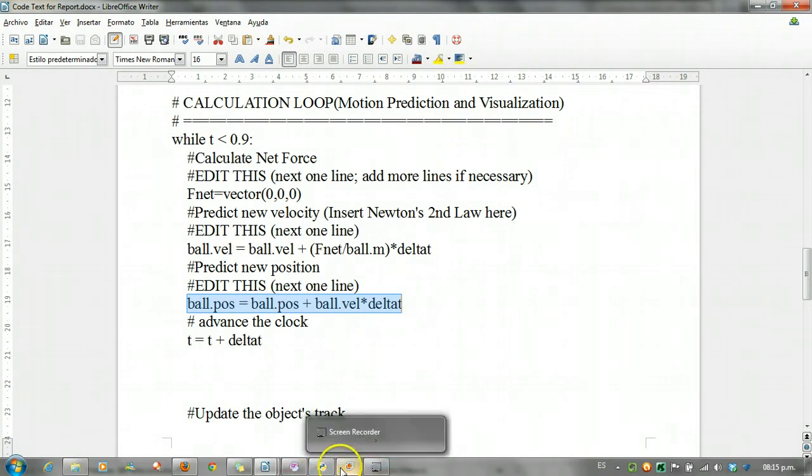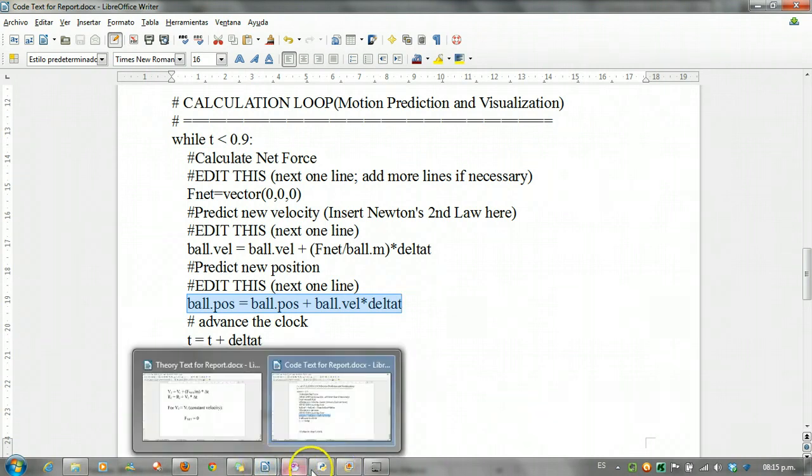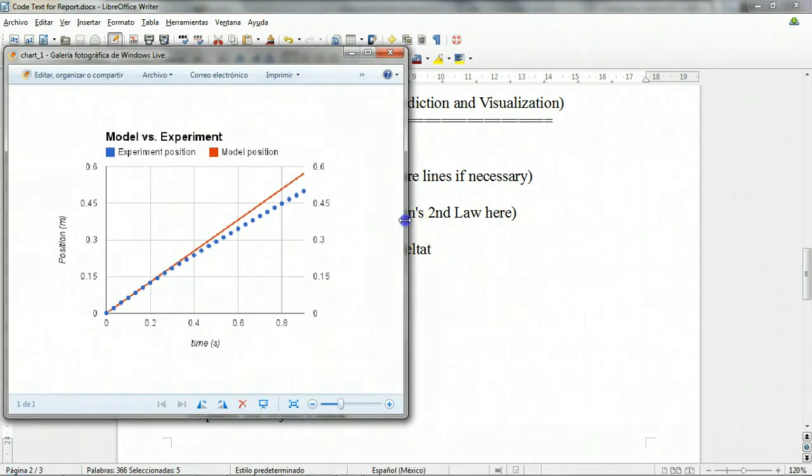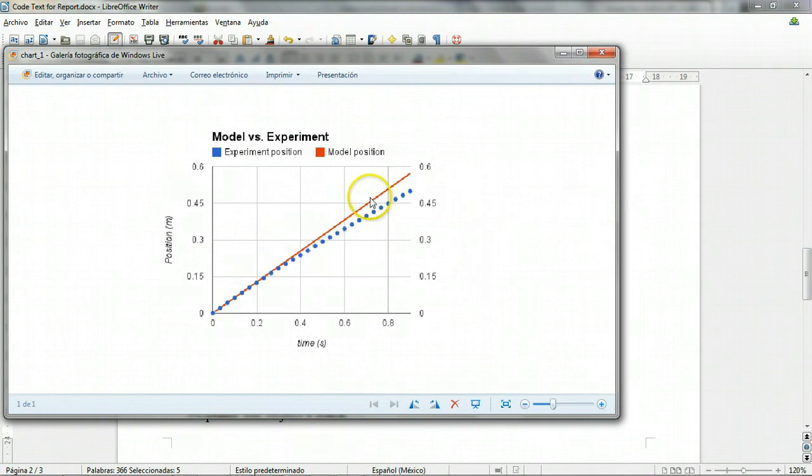When we graph the experimental data versus the model position, we obtain this. As you can see, the model position, which we define by the red line, predicts well the experimental position defined by the blue dots until almost 0.4 seconds. Then the object of observation decelerates. This can be explained by the friction with the ground and with the air.